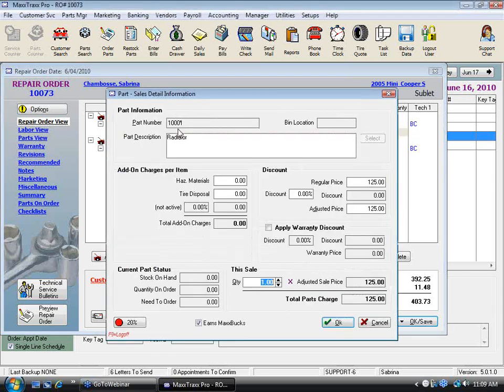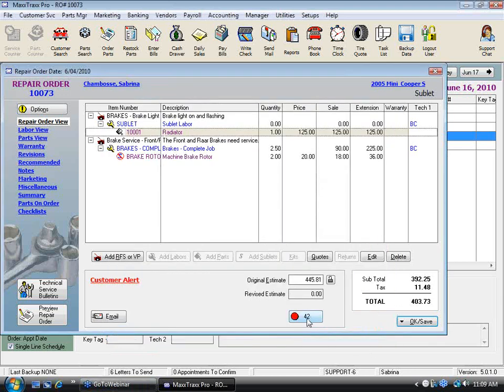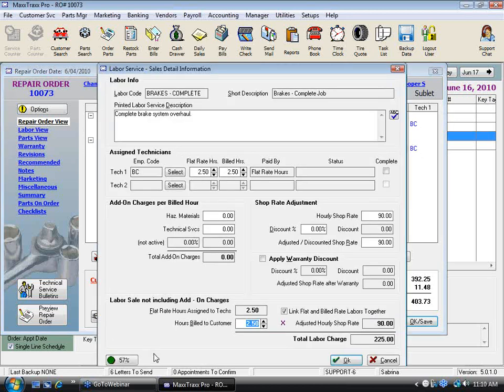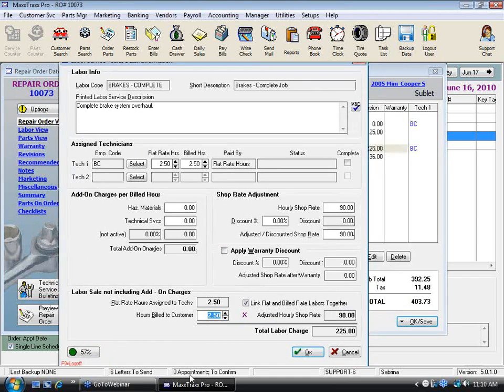So let's talk about where this is set up. Let's also talk about where this is set up for the profitability of our overall repair order. And let's look at this labor. You see we have a profitability monitor here as well. Let's pull this up a bit.